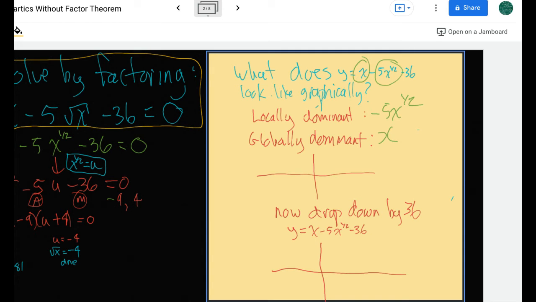I'm not going to worry about the negative 36 yet. So I'm just going to go and sketch this. So locally, it's going to look like that, right? Because it's a vertically reflected square root function, x to the 1/2. I know that globally, it's going to look like x. So now all I need to do is to join those up, right? It's just like we were sketching earlier.